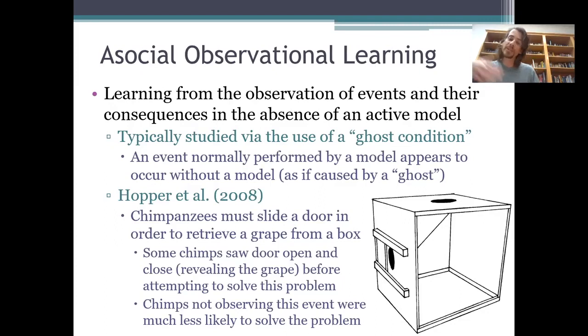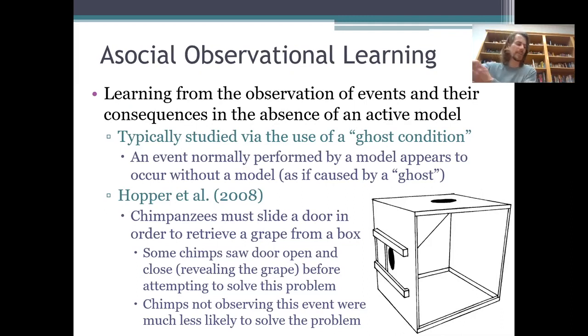And after they saw the door slide open and shut like that, the chimps in the ghost condition had to try to figure out how to get the grape. And of course, all of them did, right? So the solution to the problem had just been demonstrated to them through the physical actions of the door, even though no model, human, chimp, or otherwise, had shown them the movements they needed to make with their hands in order to get it. So that's a good example of learning by observing an event and its consequences with no model involved, right? That's a good example of asocial observational learning.